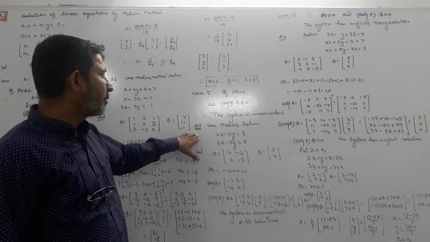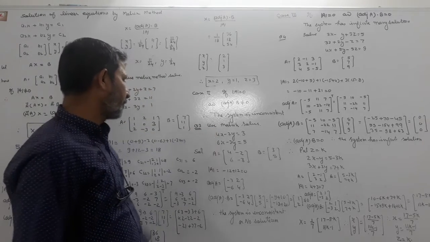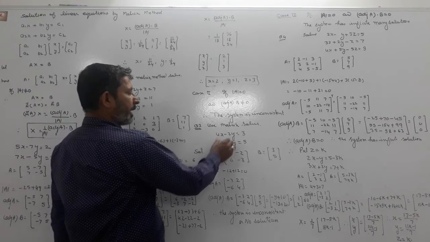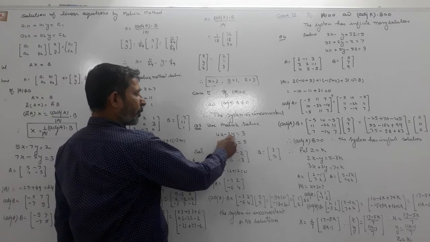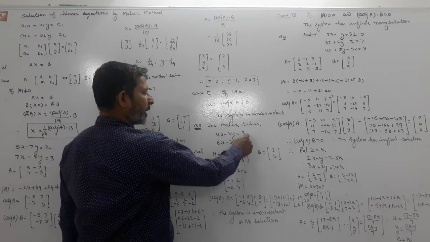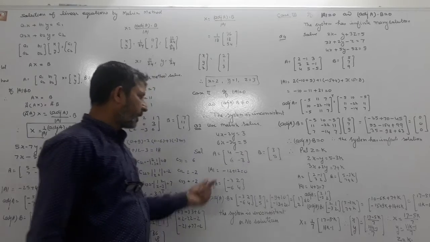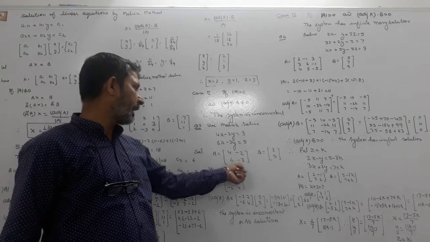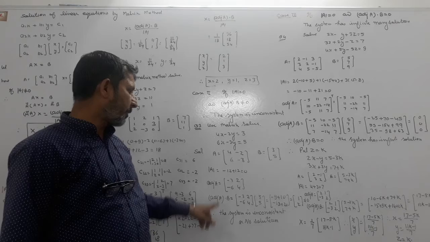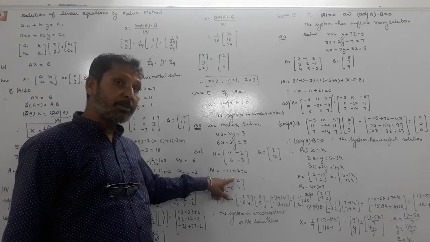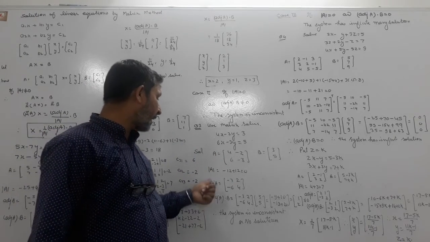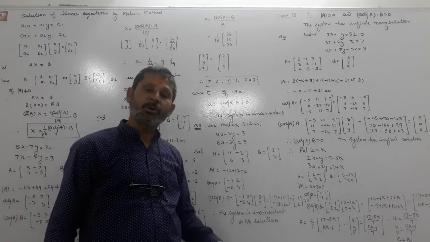For example, by using the matrix method, solve this equation. A is the matrix of the coefficients 4, minus 2, 6 and minus 3, and the constants are this. Determinant of A is minus 12 plus 12, which is 0. Then after this, if the determinant is 0, we also find out whether the adjoint of A into B is 0 or not 0.